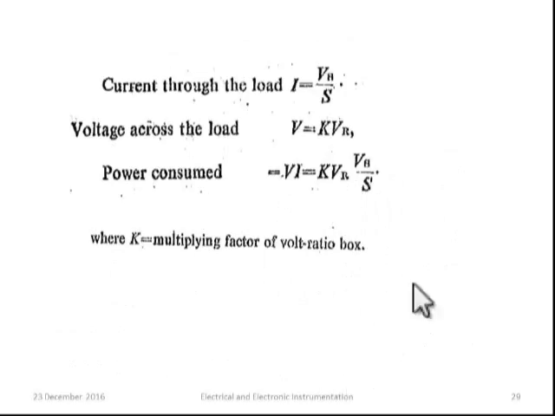And here you can see that the current through the load I is VR by S, that is the standard value. Voltage across the load is given by K into VR. K is the multiplying factor of the voltage ratio box, and it is fixed already. VR is the drop across the voltage ratio box, and power consumed is V into I. Just by multiplying these two we'll be able to measure how much the power is.